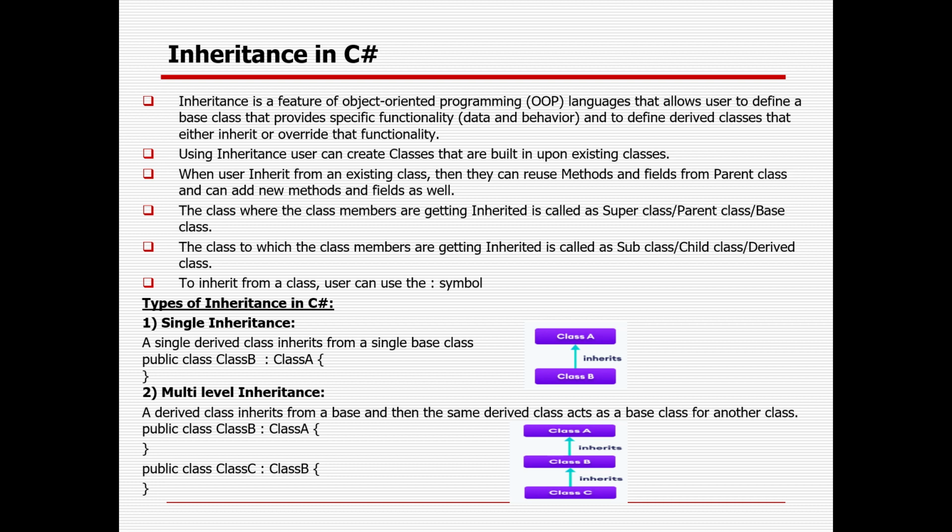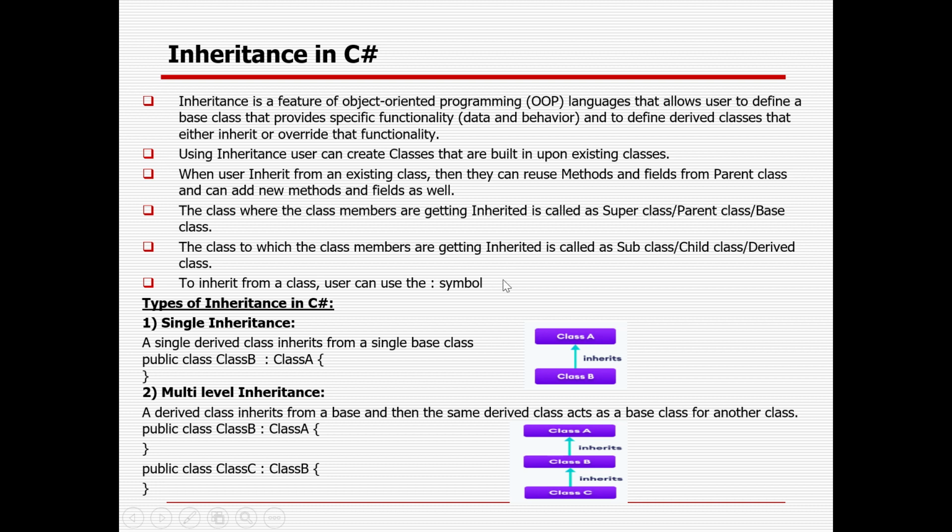Using inheritance, the user can create classes that are built upon existing classes. When the user inherits from an existing class, they can reuse methods and fields from the parent class and can also add new methods and fields in the child class. The class from which the class members are inherited is called the superclass, parent class or base class, and the class to which the members are inherited is called the subclass, child class or derived class. To inherit from a class, the user needs to use the colon symbol.